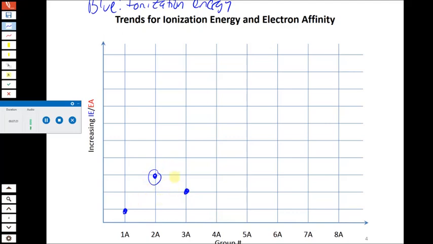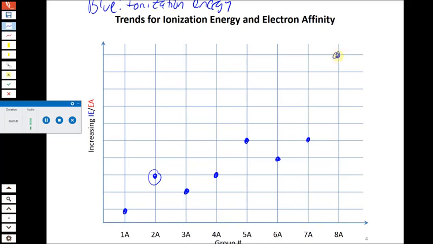If we go from 3A to 4A, it's again an increase, but a pretty steady increase. And then group 5A is another one where the increase is larger than we expect, and it goes even higher than that, and it comes back down for group 6A. 6A to 7A has, again, a steady increase, but not a huge increase. And then 8A is basically off the charts, so I'll just put it somewhere up there.